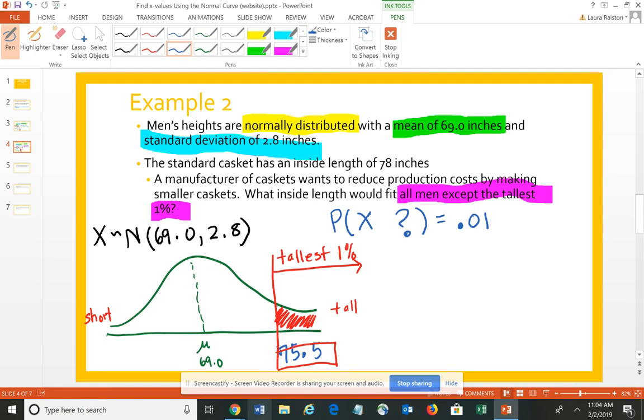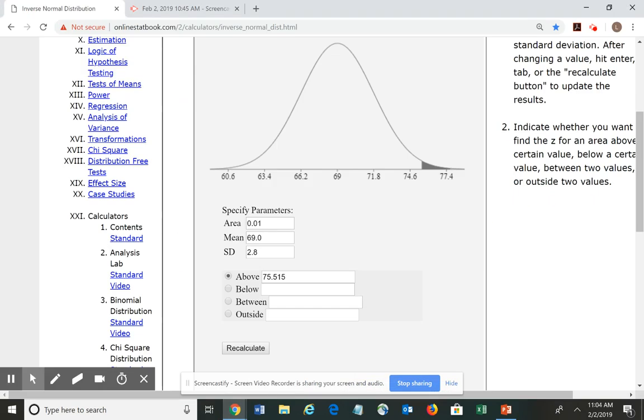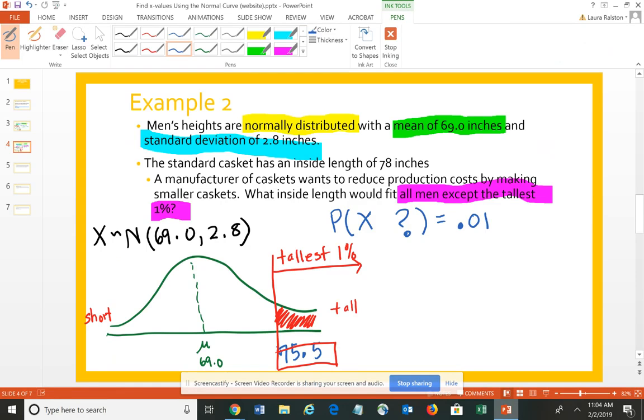Okay, so my X value, my cutoff score, is 75.5. Make sure, 75.515. So the casket maker could reduce the length of a casket by roughly 2 inches or maybe 2.5 inches and have it at 75.5 and still be able to fit most men. So anybody that was over 75.5 inches tall would probably have to special order a casket if they decided to go that route.